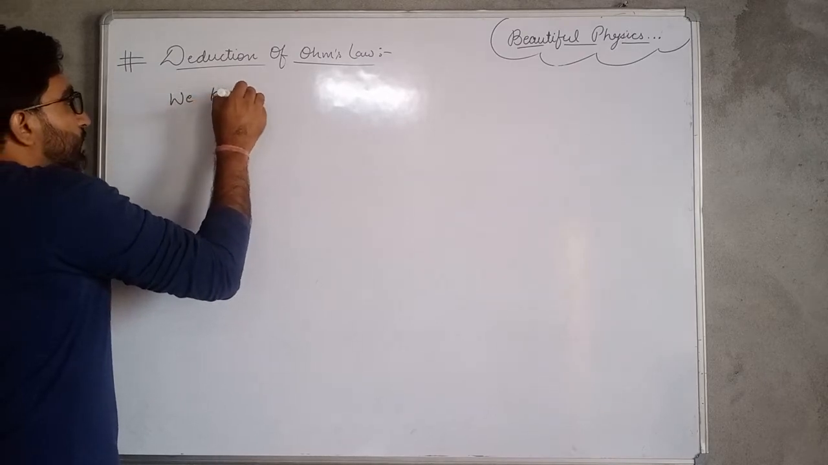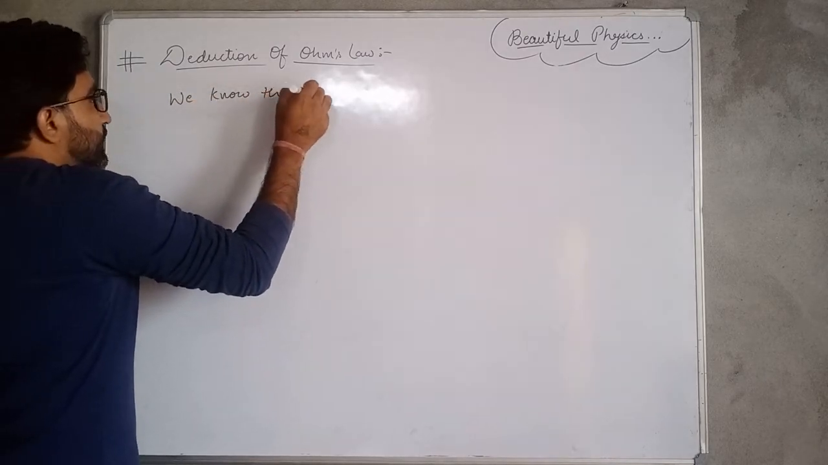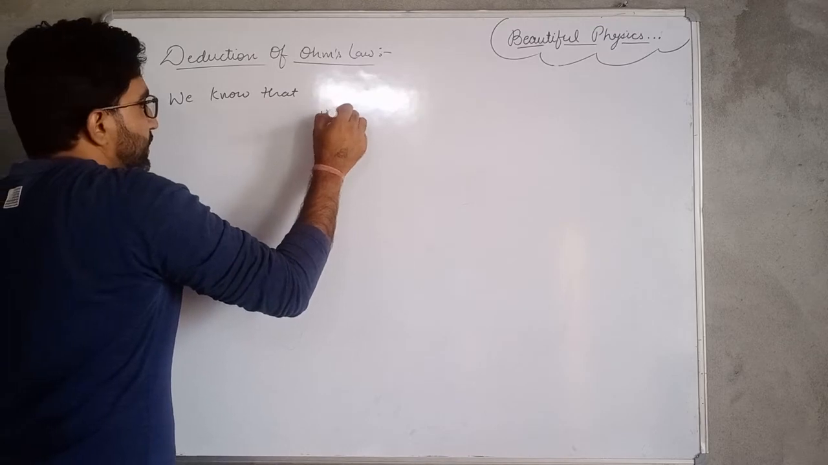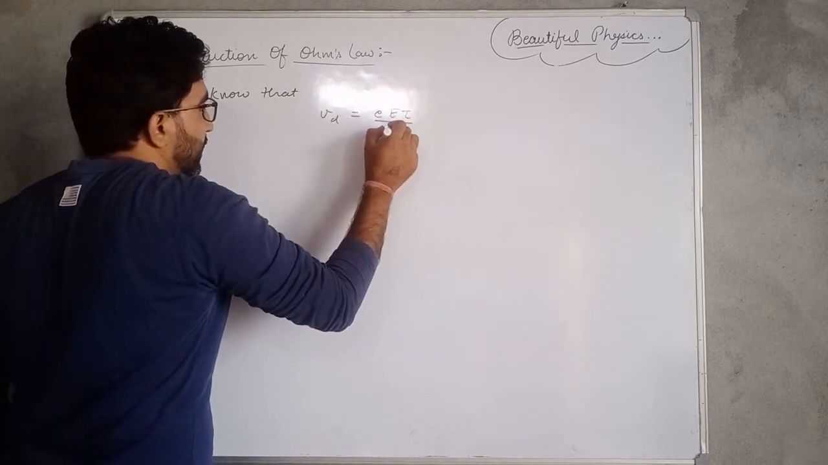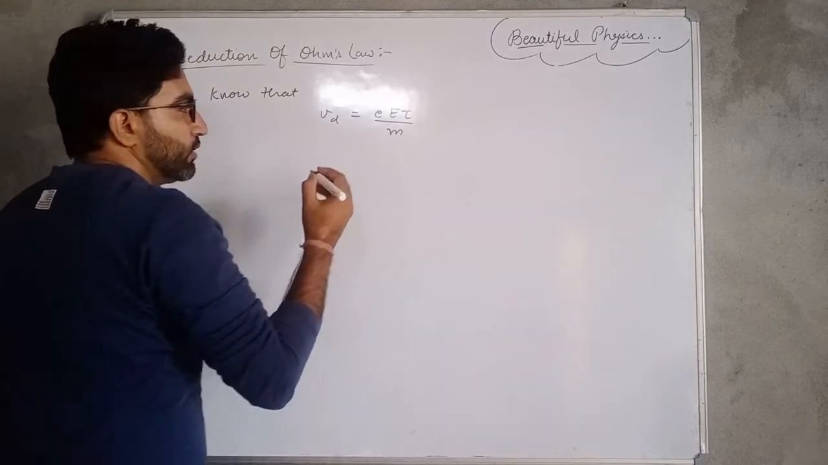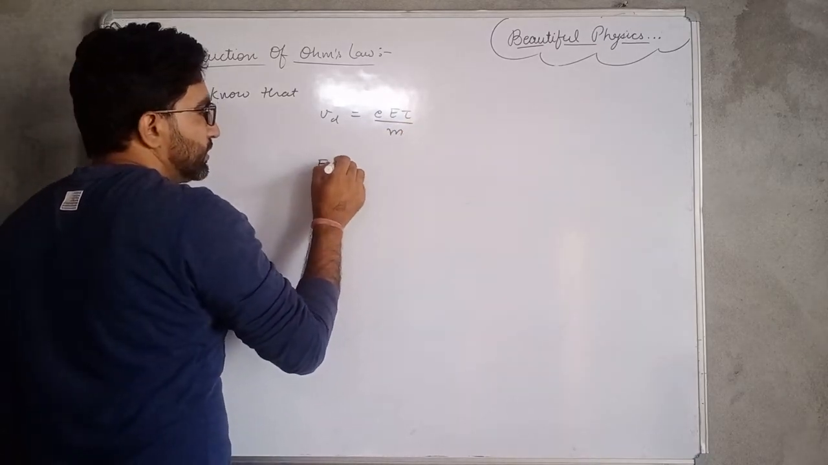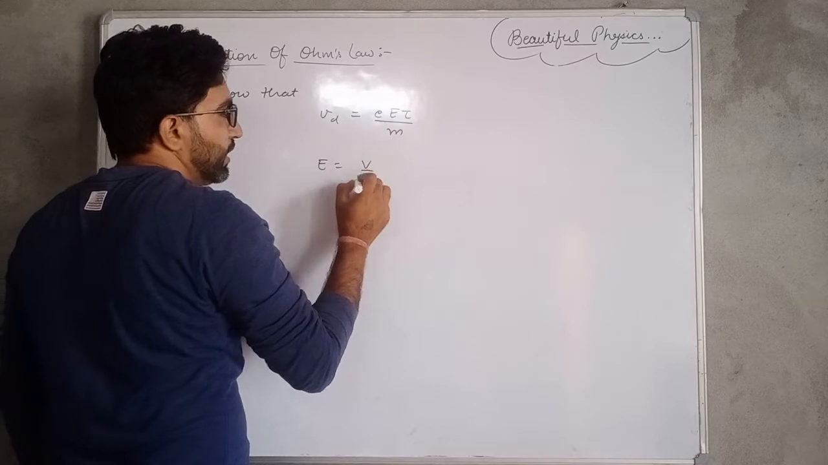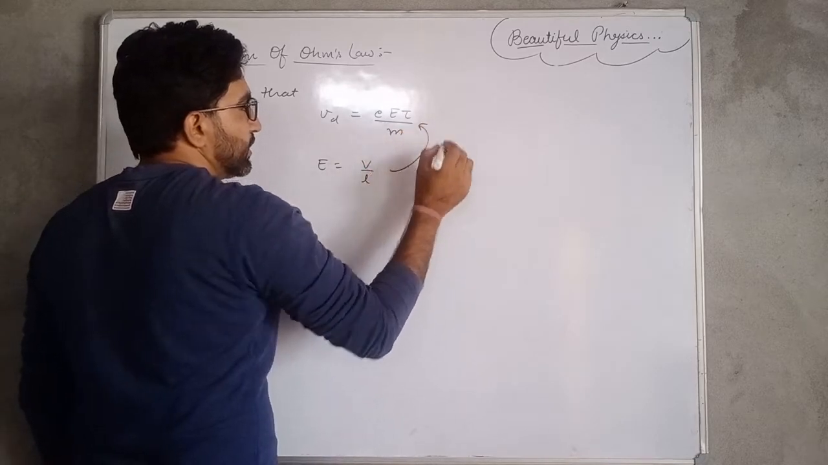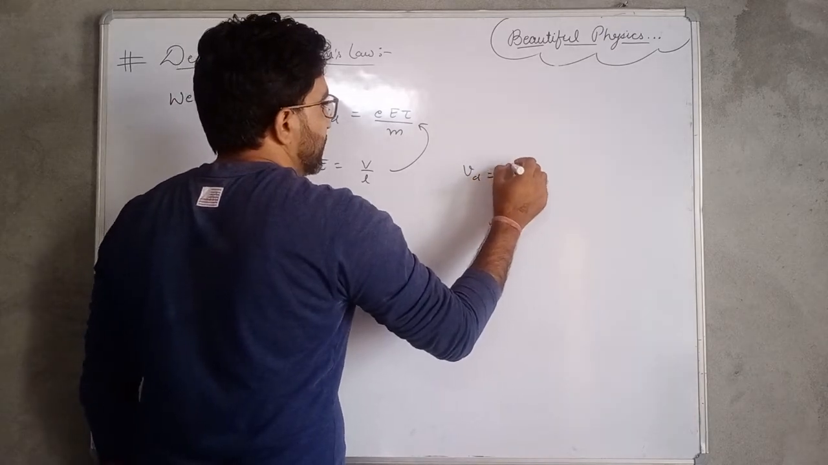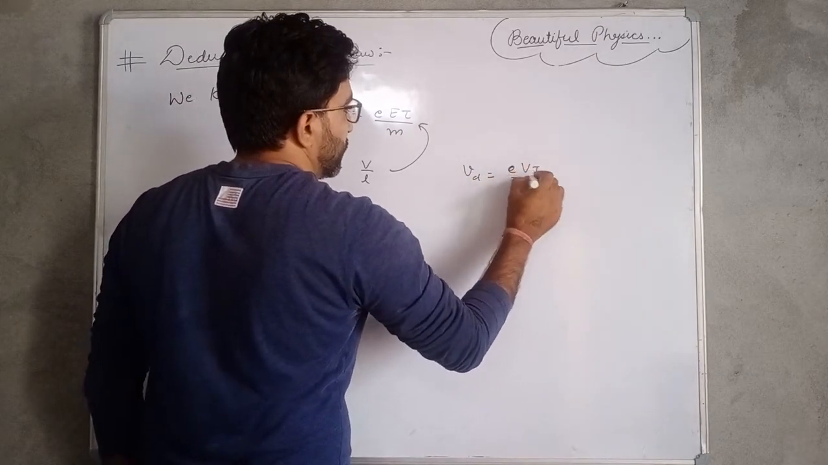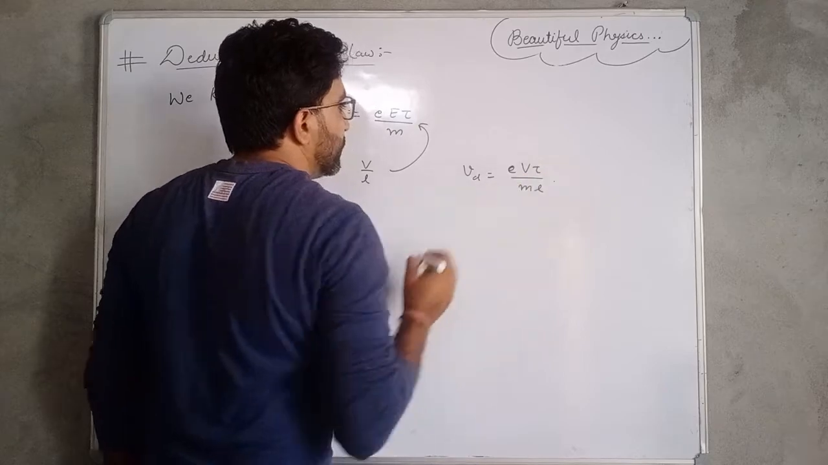We know that the drift velocity Vd is equal to E tau by m, and also we have E is equal to V by L. When we use this concept in the above equation, then the drift velocity will be equal to E V tau by m into L.